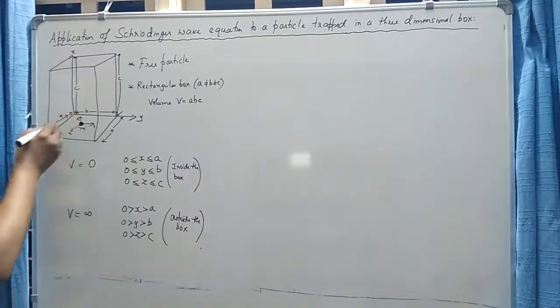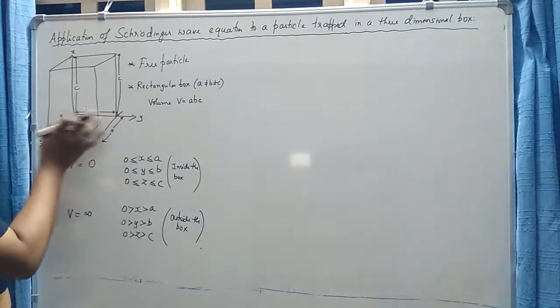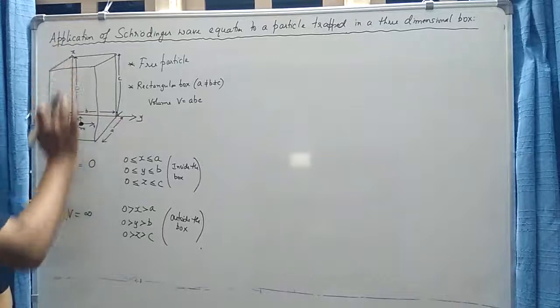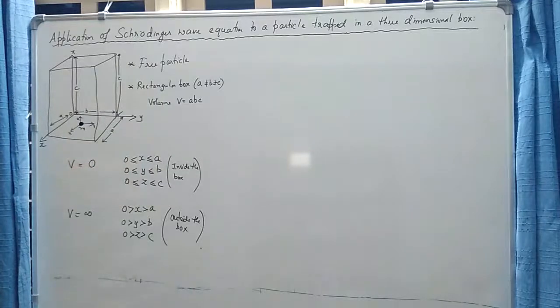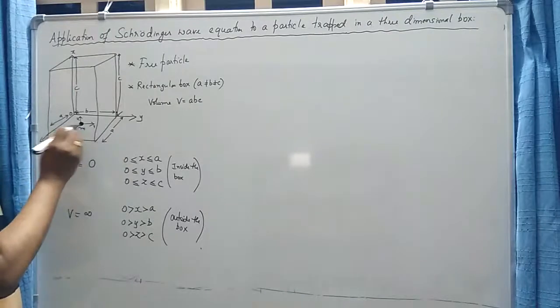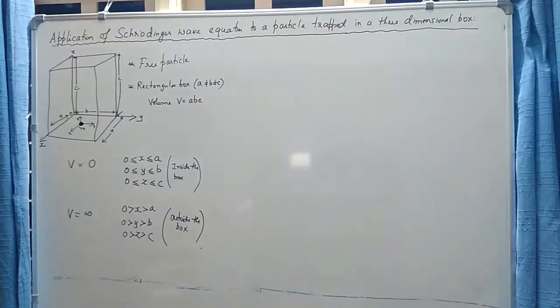The dimension of the box along the x-axis is a, as I already told you. The length of the box along the y-axis is b, and the height of the box along the z-axis is c. So the total volume of this region can be written as V equal to a into b into c, and the particle can move along any axis: the y-axis, the x-axis, or the z-axis. So this represents the particle confined to move in a three-dimensional rectangular box. This is the definition of the system, that is, particle in a three-dimensional box.